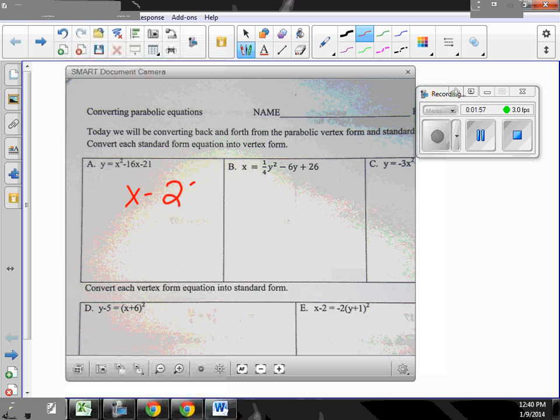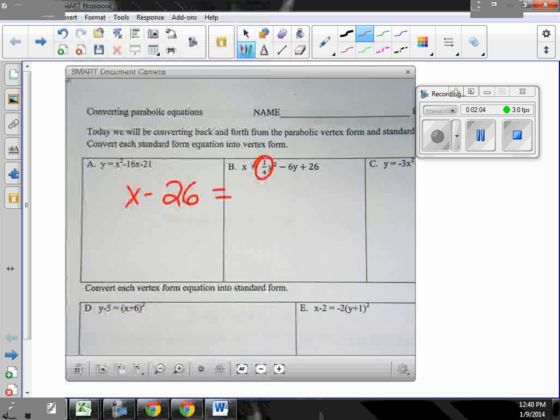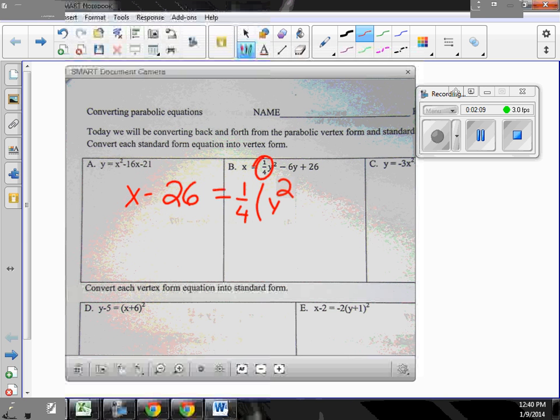So letter B, move the 26 over. So x minus 26. And then I need to pull out this 1/4. I cannot complete the square if there's a leading coefficient. So 1/4 y squared, and this is a little tricky. How do you pull a 1/4 out of a negative 6? How many 1/4s are there in 6? 24 of them. So if we remove that 1/4, then we have 24y, leave a space.